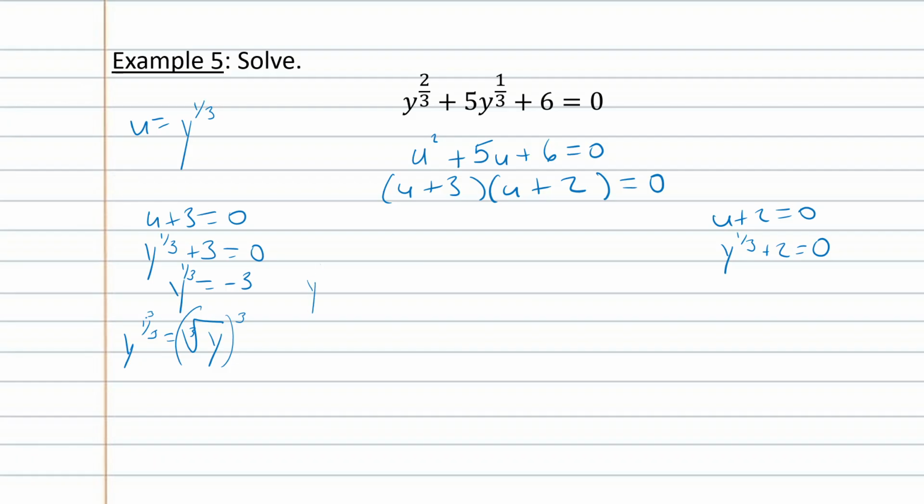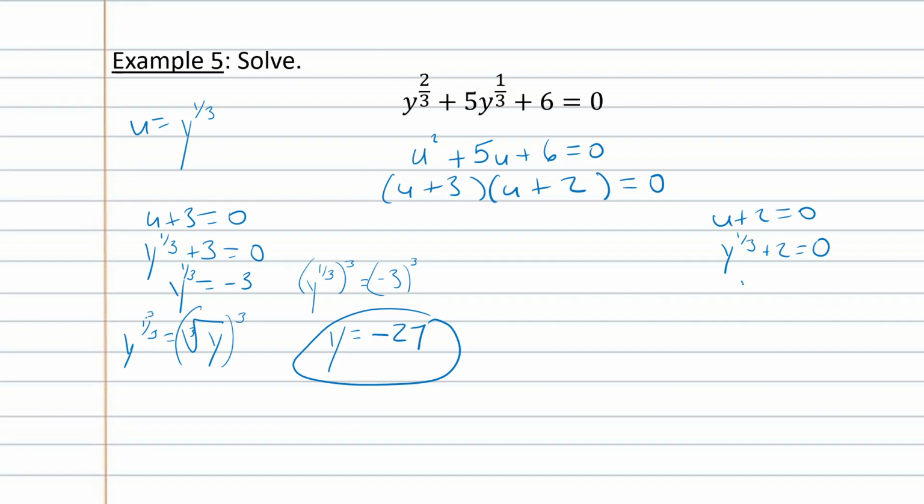So y to the 1/3 cubed equals -3 cubed. So that should simplify down to y equals, what's -3 cubed? Well, that's -3 times -3 times -3. Well, -3 times -3 is +9. +9 times -3 is -27. That is one solution. Let's try this other solution here.